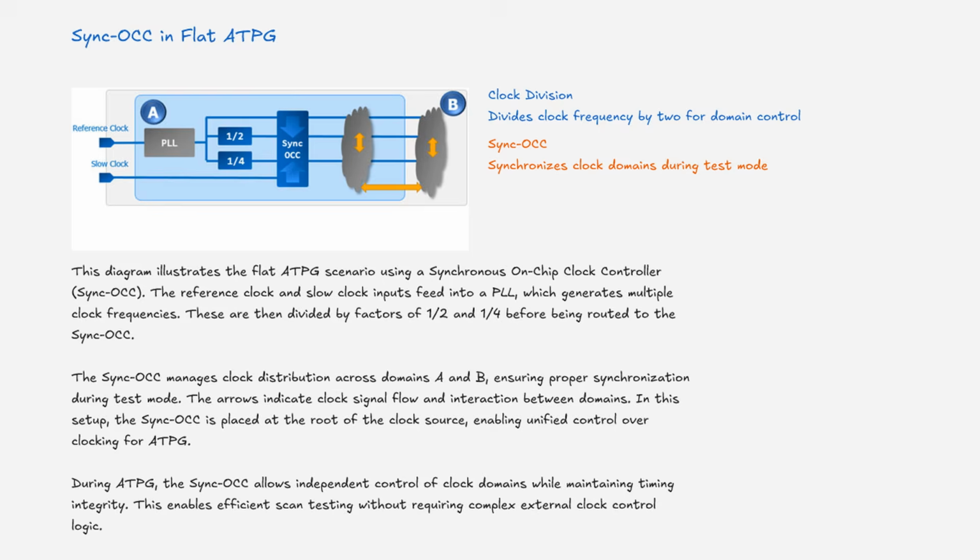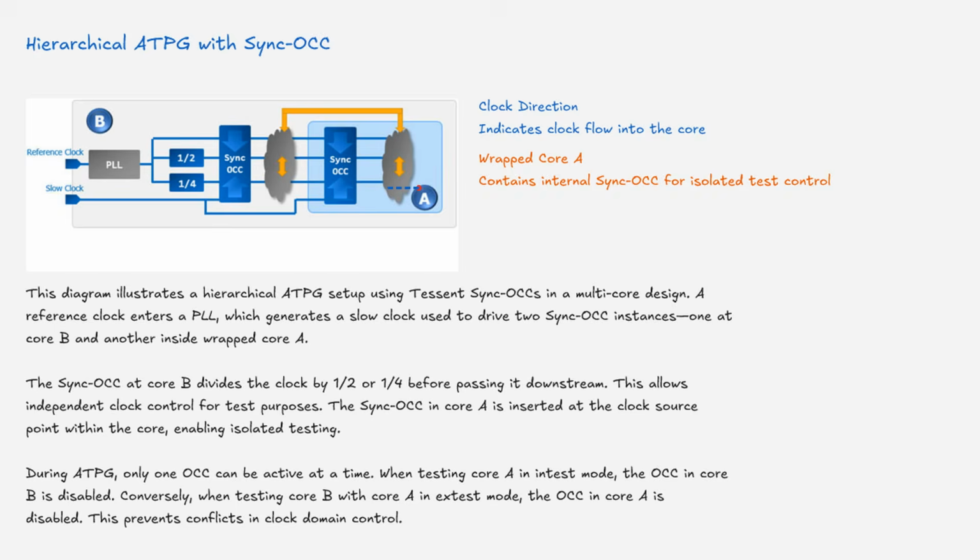This diagram illustrates a hierarchical ATPG setup using Tessent Sync OCC in a multi-core design. A reference clock enters a PLL, which generates a slow clock used to drive two sync OCC instances, one at core B and another inside wrapped core A. The sync OCC at core B divides the clock by 1/2 or 1/4 before passing it downstream. This allows independent clock control for test purposes.